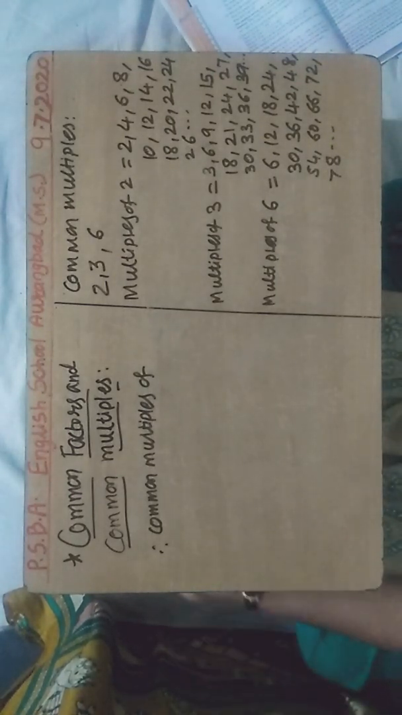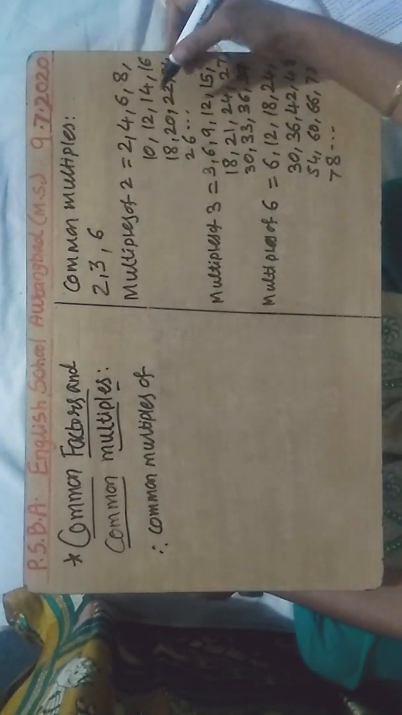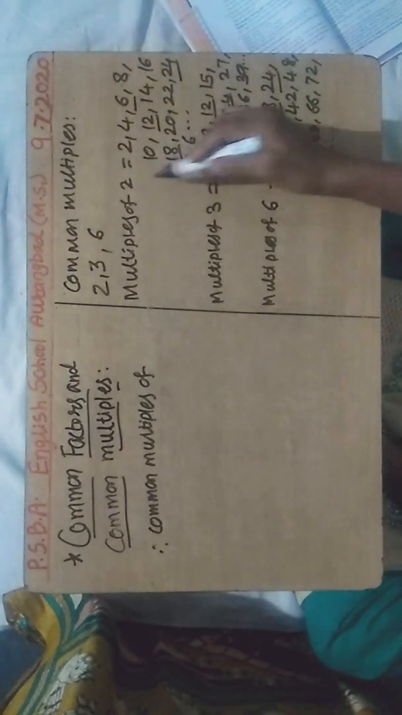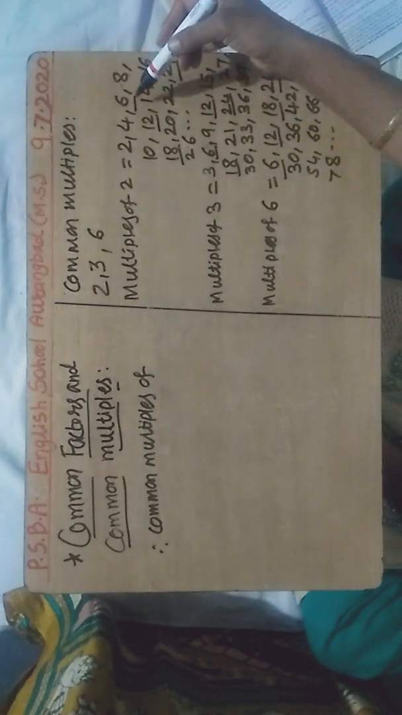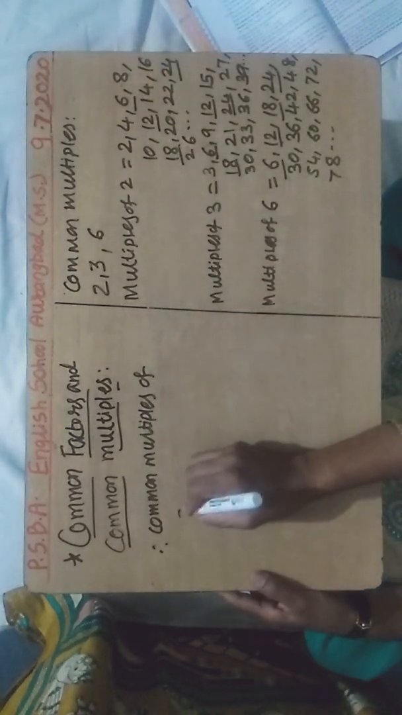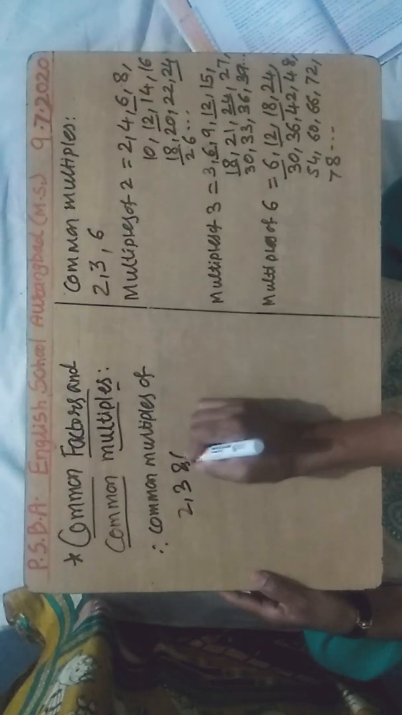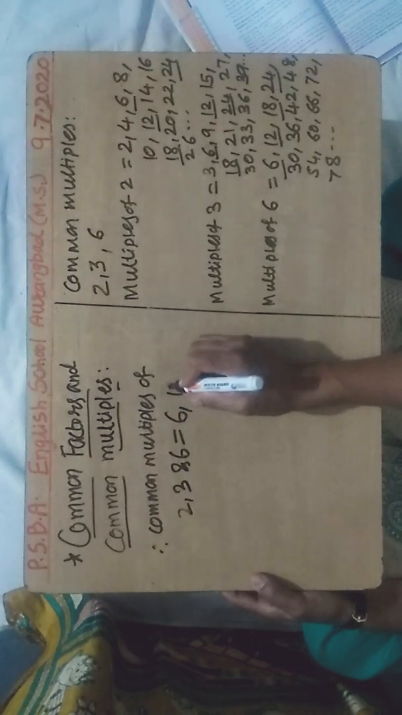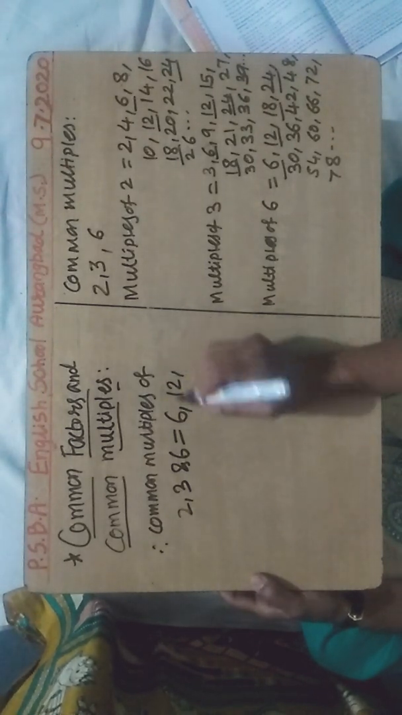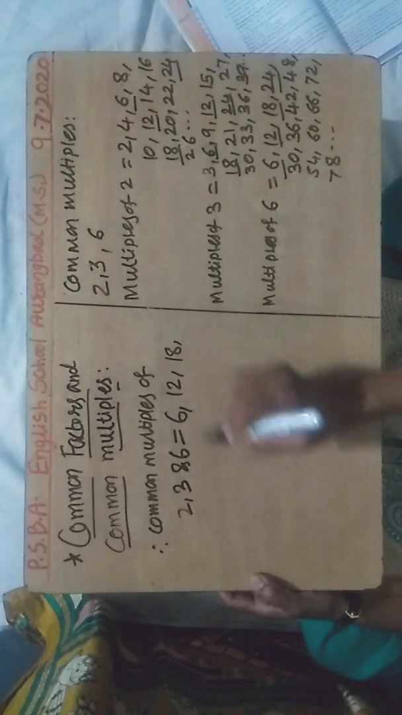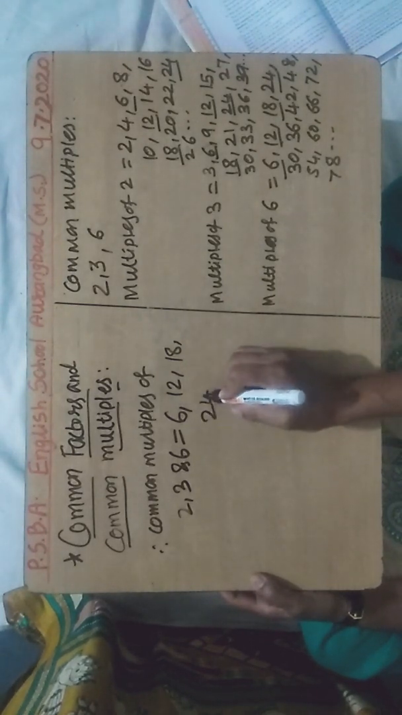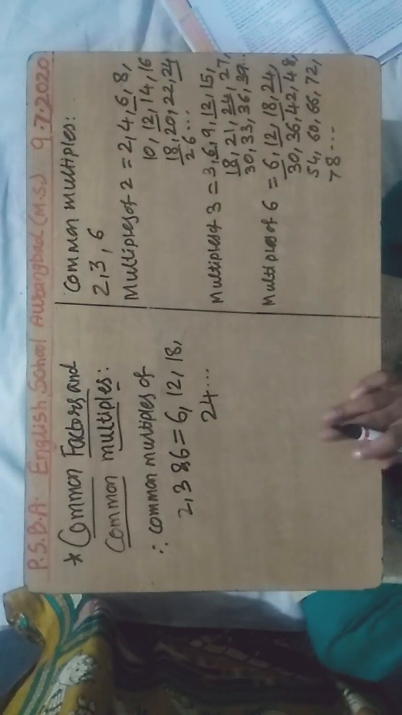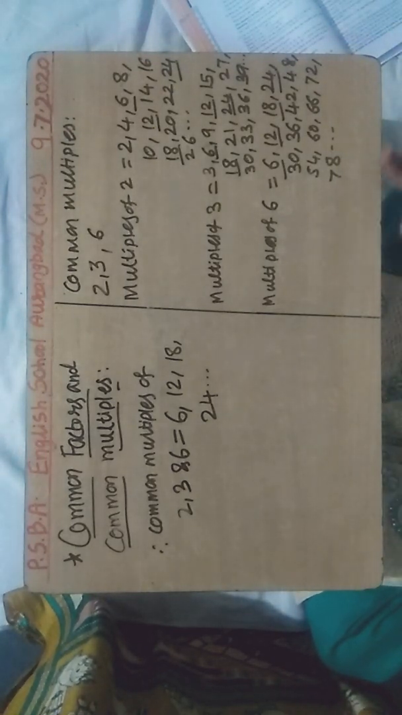Okay. Now the common multiples are, 6 is here and here. Therefore, common multiples of 2, 3 and 6 are 6, 12, then 18, 24. Okay, and maybe we will get some more common multiples. So this is how we can find the common multiples of given numbers.